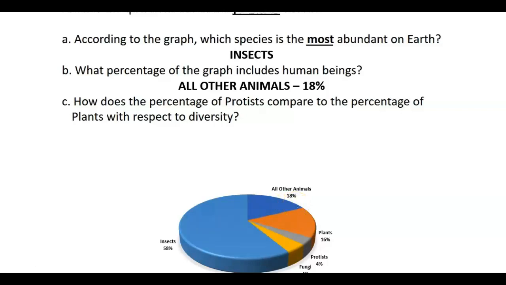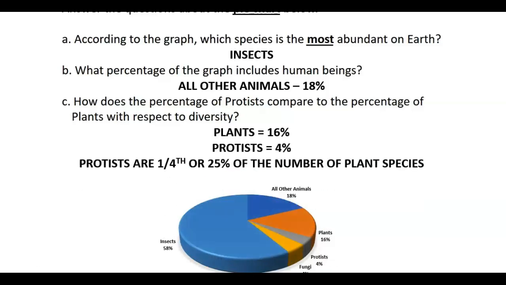How does the percentage of protists, which are simple, typically unicellular, so made up of one cell animals, compare to the percentage of plants with respect to diversity? Plants are 16%, protists are 4%, so protists are 1/4 or 25% of the number of plant species. Again, in this pie chart, notice how all of the data is represented in a percent of a whole.